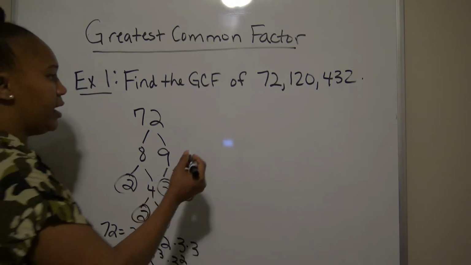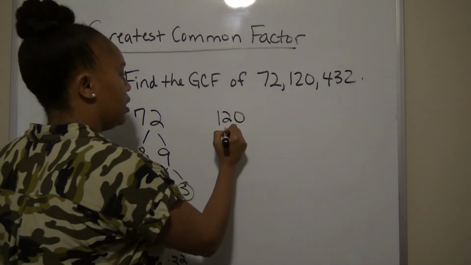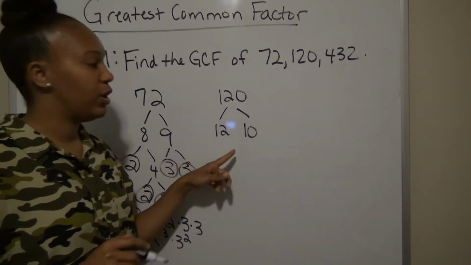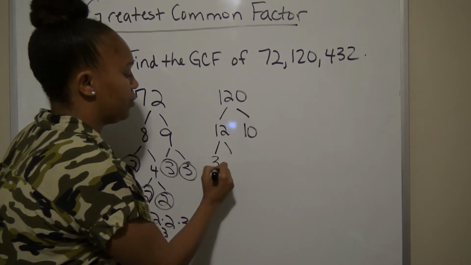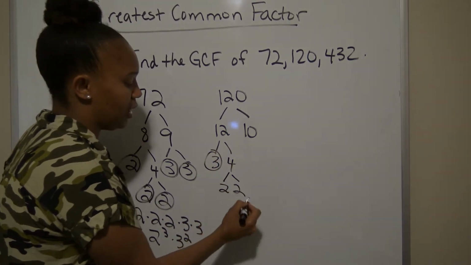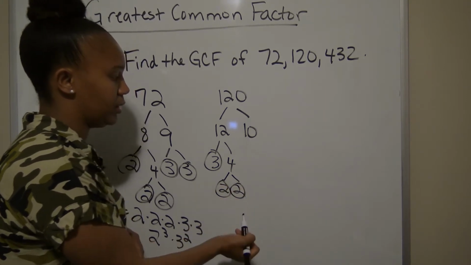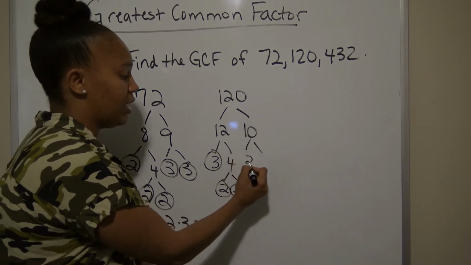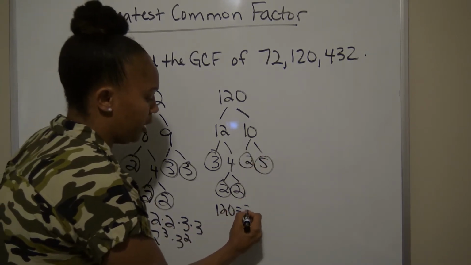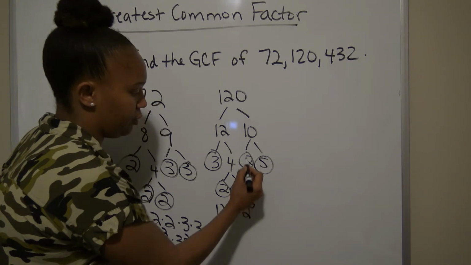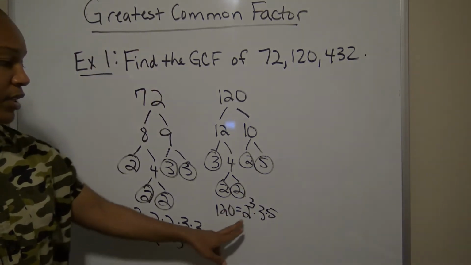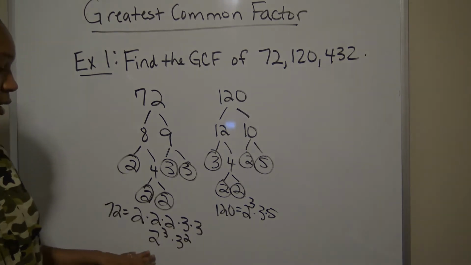Alrighty. And then 120 is 12 times 10. 12 is 3 times 4. 3 is prime, so I will stop there. 4 is 2 times 2, and both of those are prime, so stop there. 10 is 2 times 5, and 2 and 5 are both prime. So 120 would be 2 to the third. There's 3 2's times 3 times 5. So this is the prime factorization of 120.